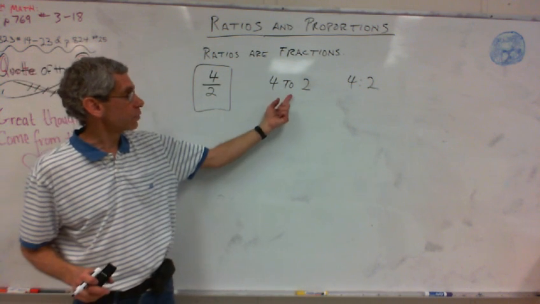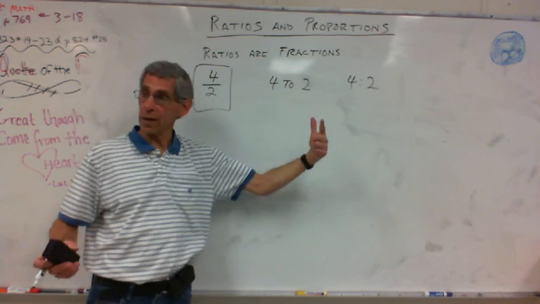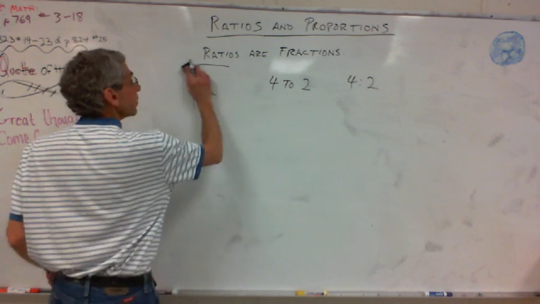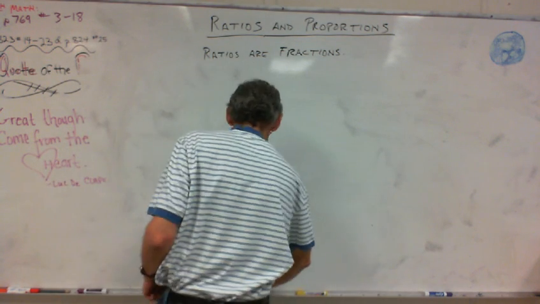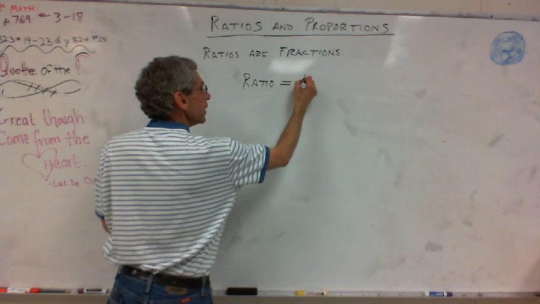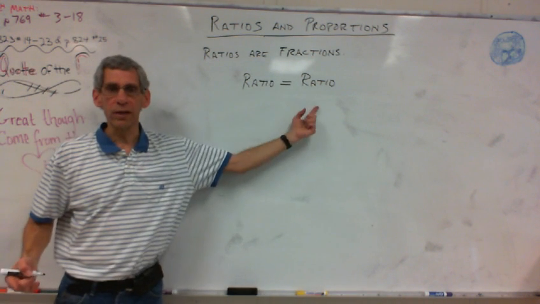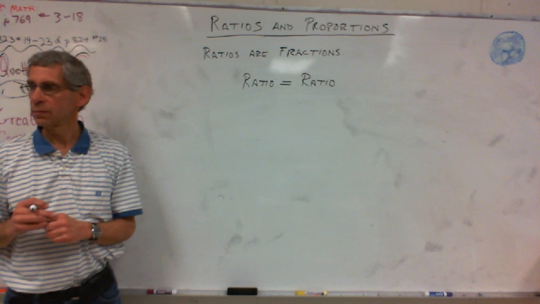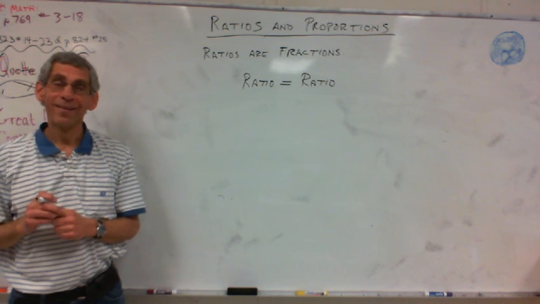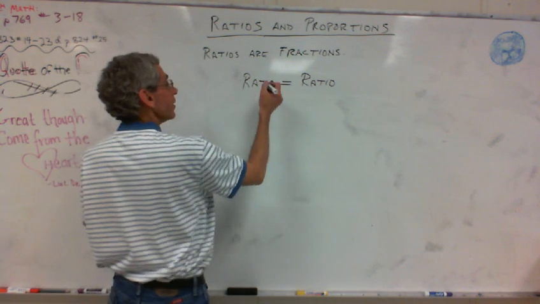So every ratio is not necessarily written as a fraction, but it can be written as a fraction, right? Every ratio is a fraction. What happens though when I give you a ratio, and then I put an equal sign, and then I have another ratio? What is that called when one ratio equals another ratio? It's called a proportion. Okay? That is called a proportion.